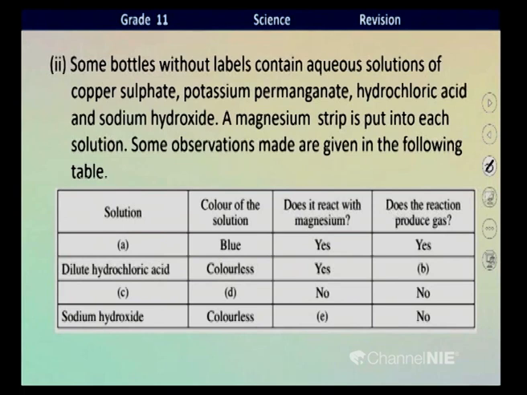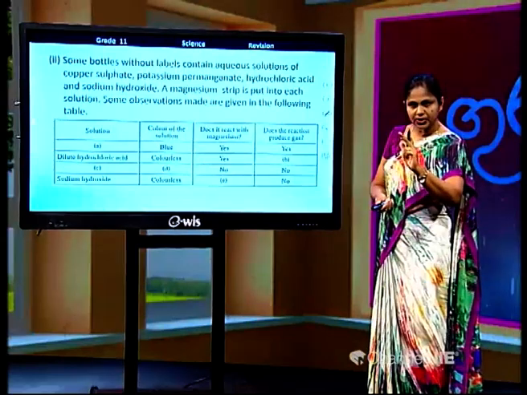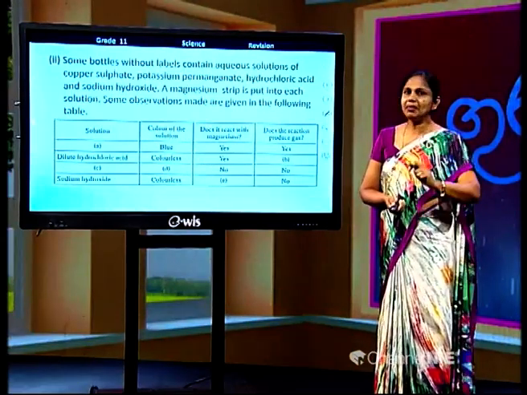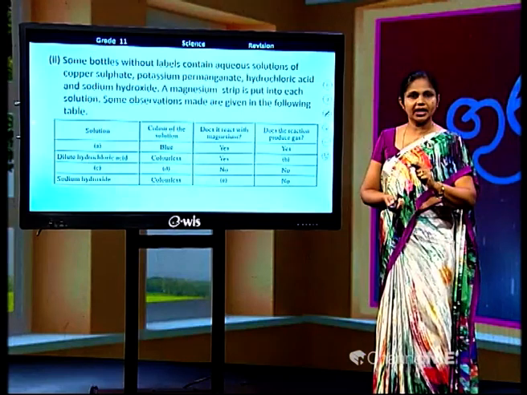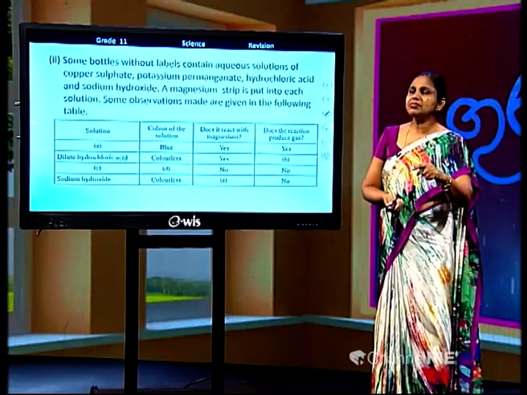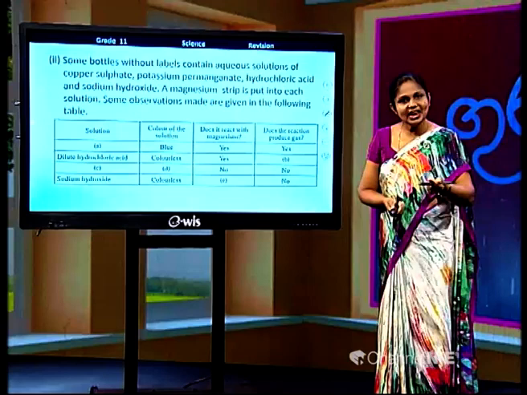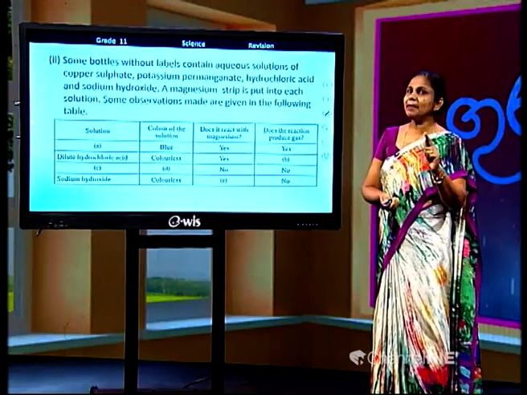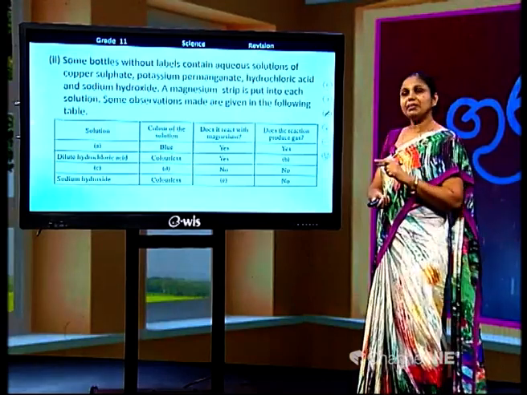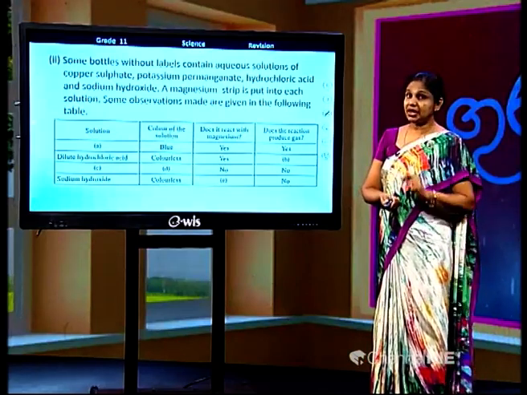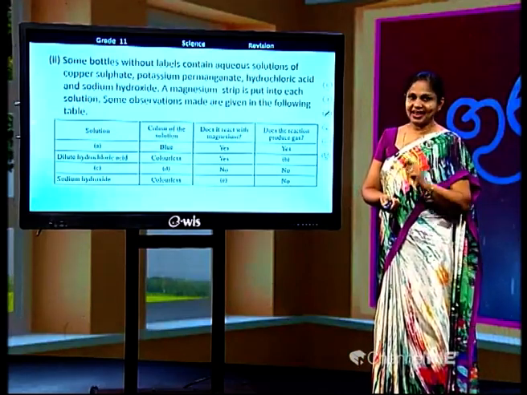Then look at C. We don't know what the solution is, but the fourth solution is given as sodium hydroxide. Now we have recognized 3: copper sulfate, dilute hydrochloric acid and sodium hydroxide out of the 4 given. Then what should come for the blank C? The remaining solution, potassium permanganate. Then for the blank C, the solution must be potassium permanganate.